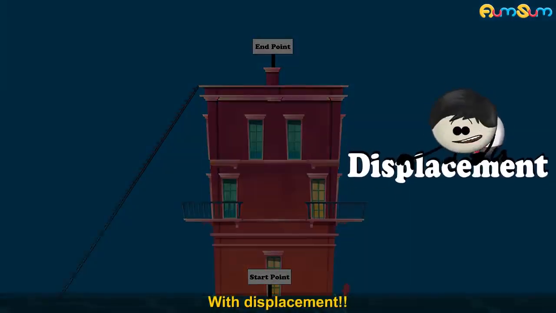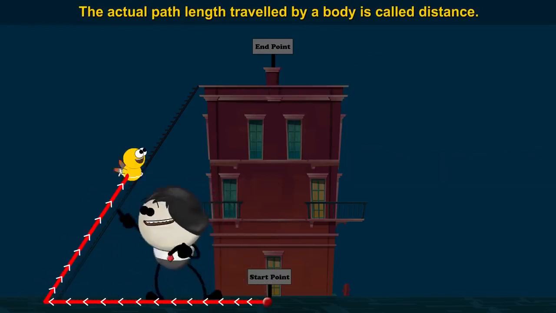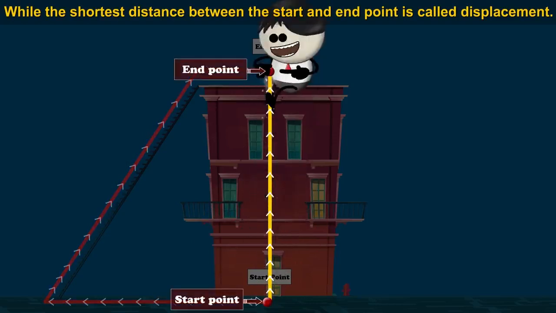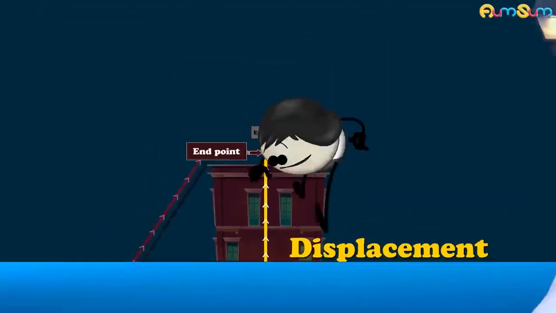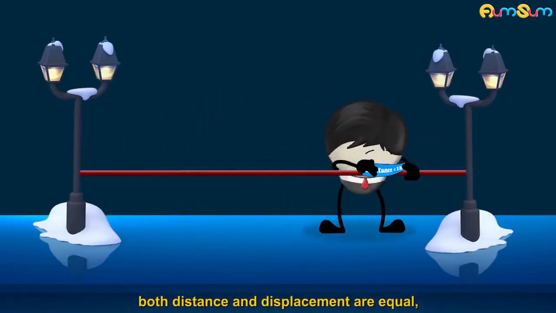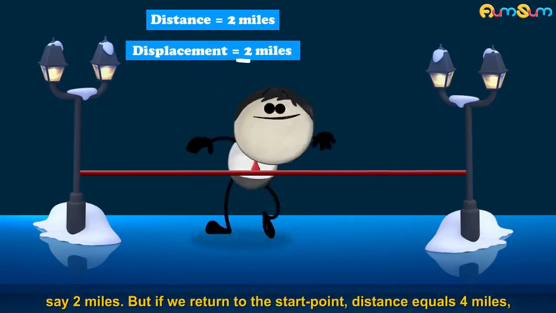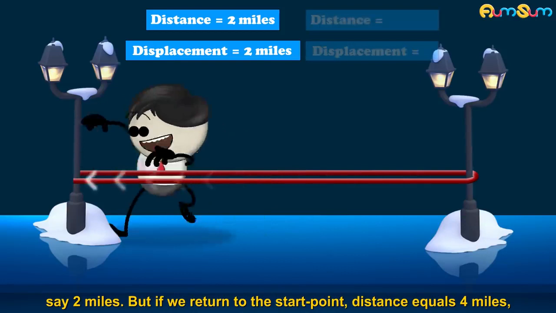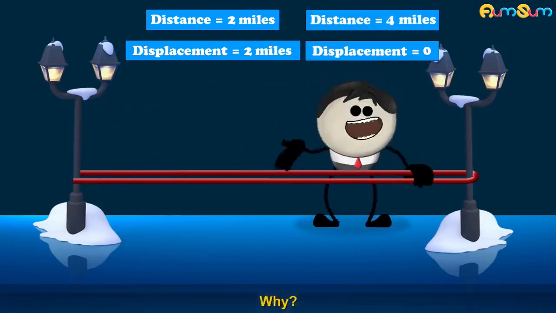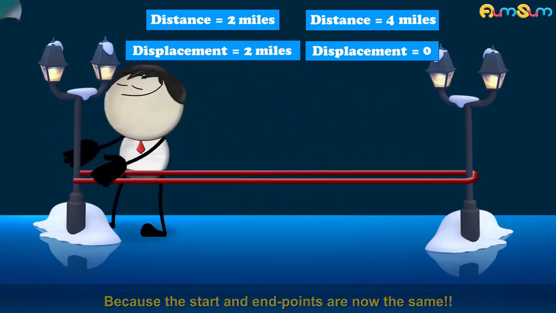With displacement. The actual path length traveled by a body is called distance, while the shortest distance between the start and end point is called displacement. If moving along a straight line, both distance and displacement are equal, say 2 miles. But if we return to the start point, distance equals 4 miles, while displacement becomes 0. Why? Because the start and end points are now the same.